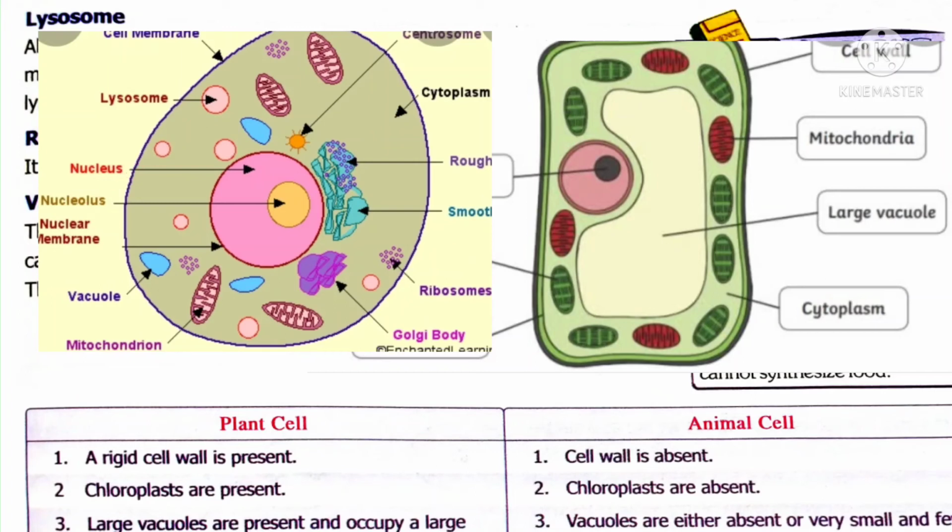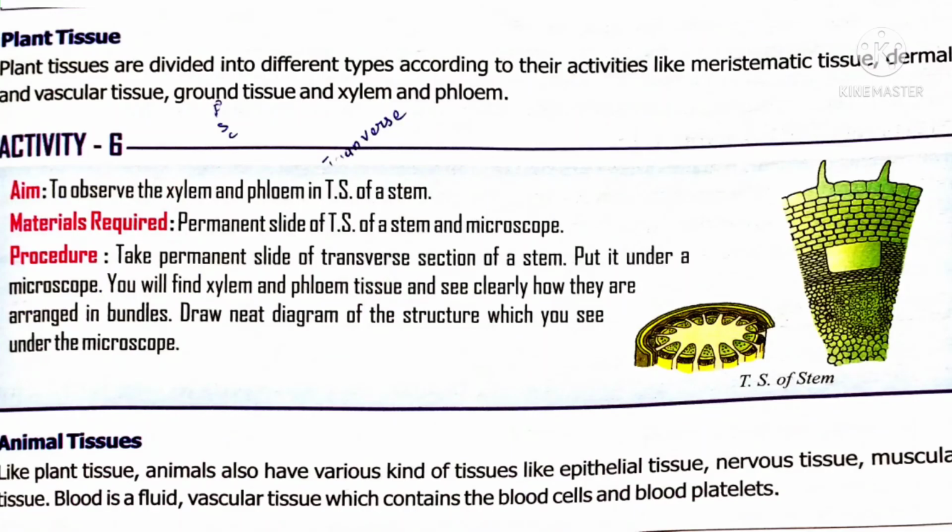Plant tissue includes meristematic tissue, which helps plant growth, and dermal tissue, which is the covering of the plant. This dermal tissue is a protective layer of the plant called the epidermis. The vascular tissue includes xylem and phloem, which conduct water and food materials. And the ground tissue of the plant includes sclerenchyma, collenchyma, and parenchyma, which is the site for photosynthesis, and these tissues provide mechanical strength to the plant.